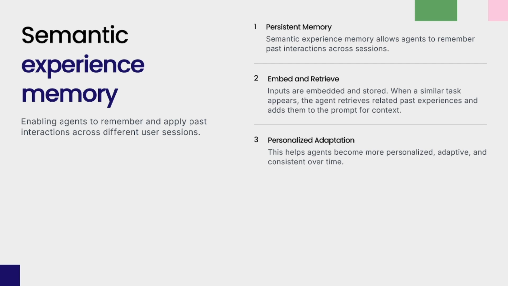You understand? Then personalized adaptation. So personalized adaptation helps agents become more personalized, adaptive, and consistent over time. So semantic memory, in short, enables the agent to generate personalized information in a consistent manner. Using semantic search or semantic memory, the agent goes into the memory and extracts personalized information based on the user context, because it has stored all the information that you need.